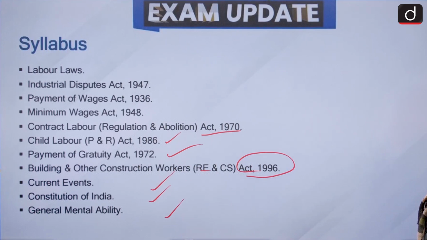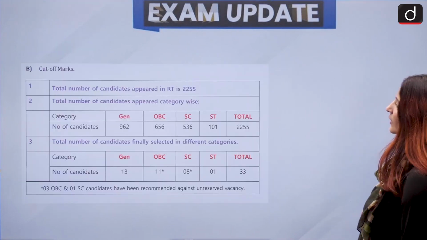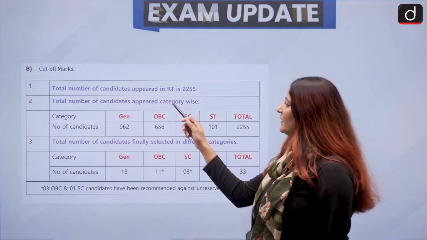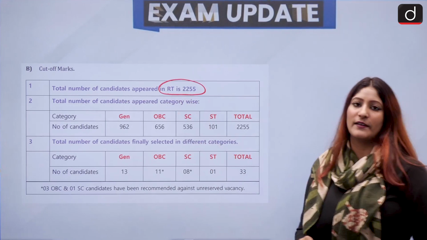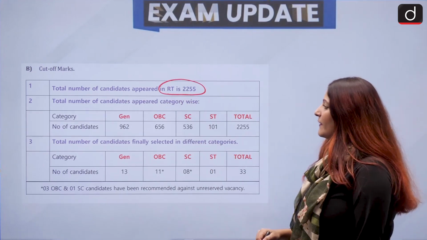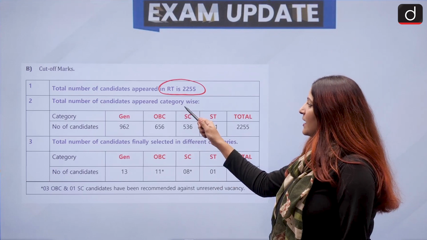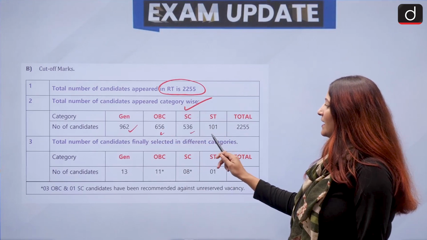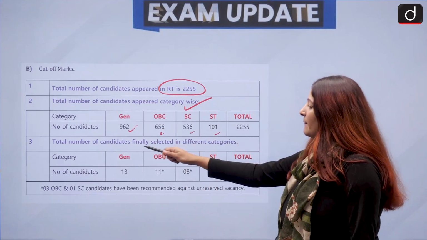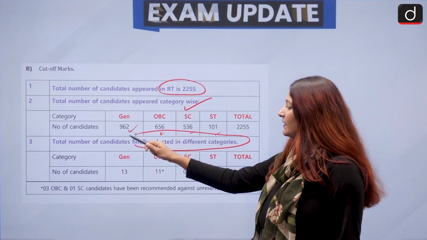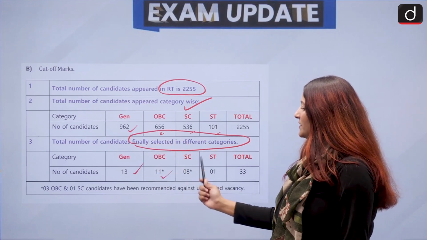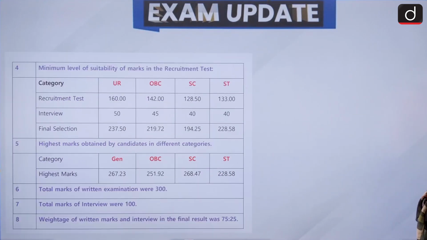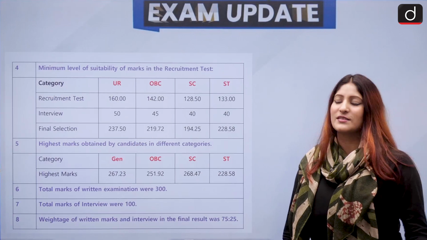Okay, moving ahead. Let us look at the cutoff marks for the 2017 paper, which was conducted in 2017. The number of candidates who appeared in the recruitment test was 2255. For the total number of candidates appeared, category wise, you can see how many appeared for general, OBC, SC, ST, and then the total. Number of candidates finally selected in different categories: general 13, OBC 11, SC 8 and ST 1. Total is 33 only. 33 posts were there for 2017.